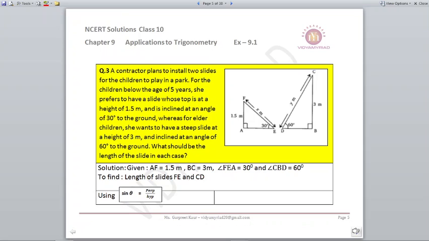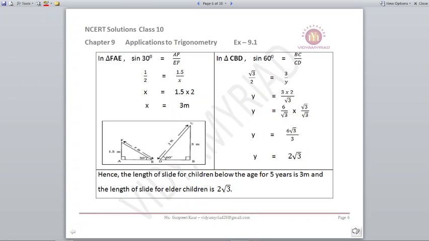If you look at the triangle FAE, you can use sine 30. You have the perpendicular with you. You can find out the hypotenuse. So sine 30 is half. Half is equal to 1.5 upon x. X comes out to be 3 meters.